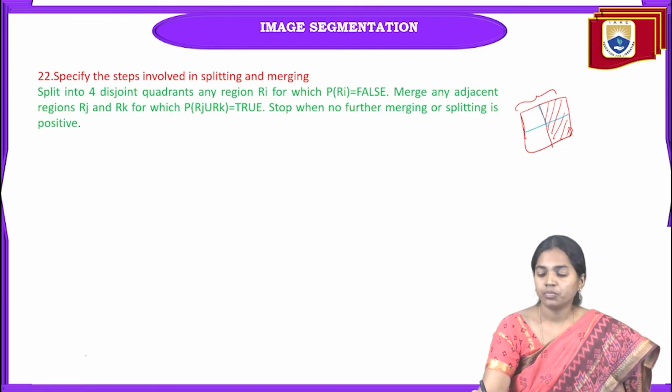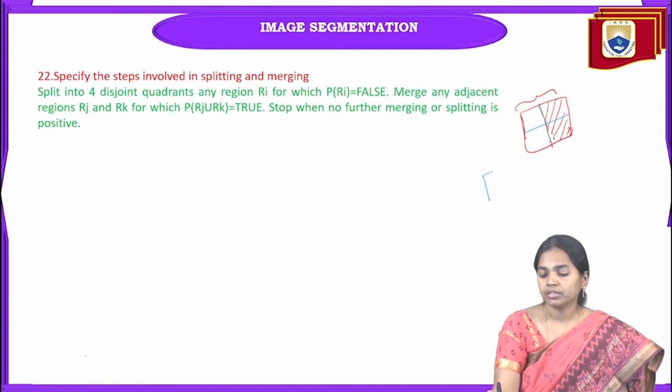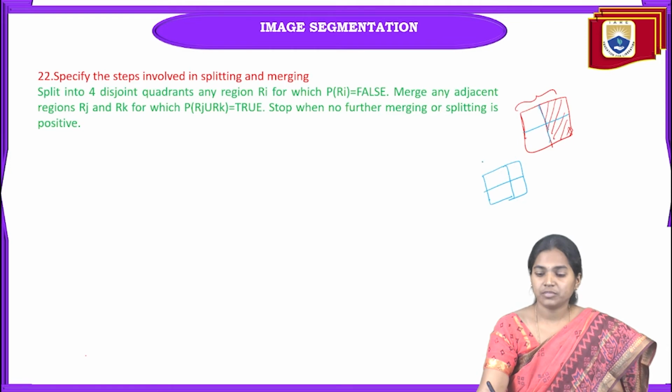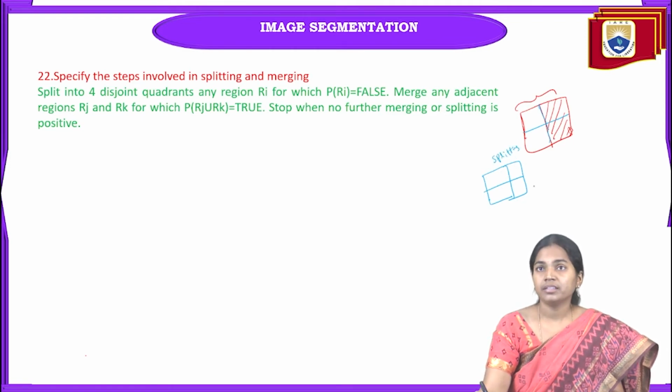Divide into 4 parts. Here the portion is divided into 4 parts. This is splitting. In this splitting, these two are the same gray level and these two portions are the same gray level. Again, applying the merge operation means these two are the same gray level, so merge this portion, and these two are the same gray level, so merge this portion.